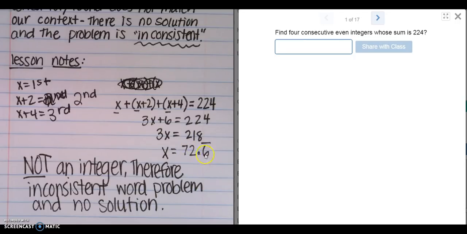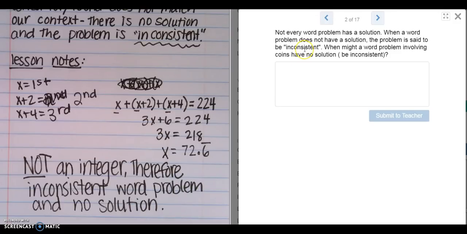You got 72.6 repeating, 76 2/3. That's not an integer. Integers don't have decimals or fractions. Awesome. Let's go on to screen 2. Screen 2 lets you know about what an inconsistent word problem is. Not every word problem has a solution. When a word problem does not have a solution, the problem is said to be inconsistent.